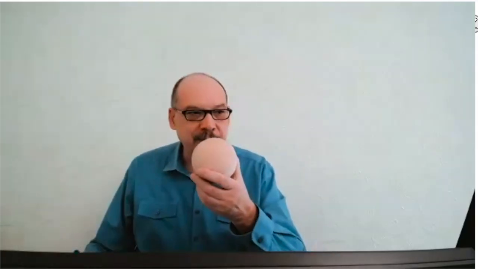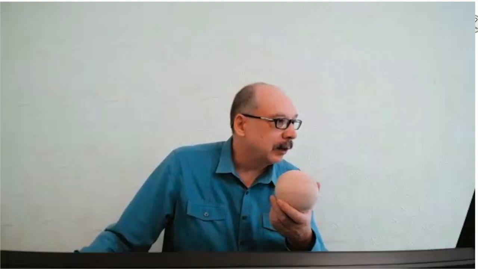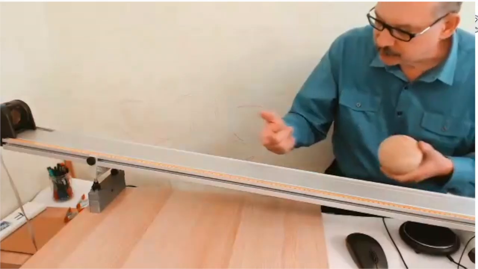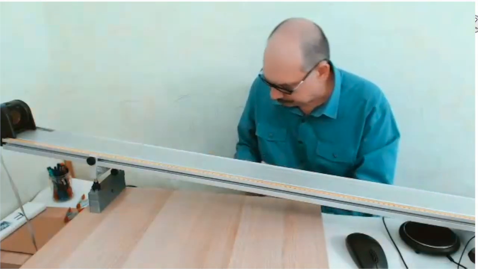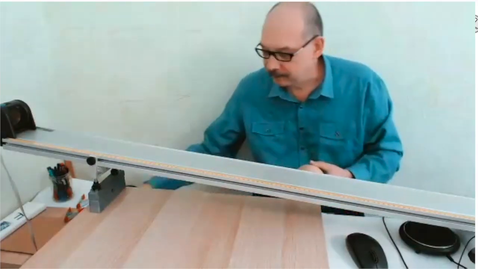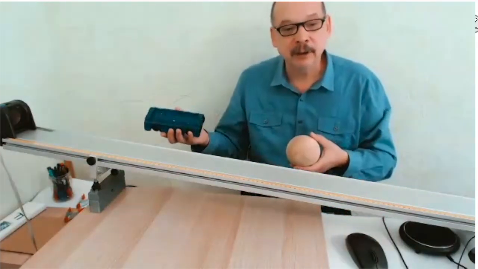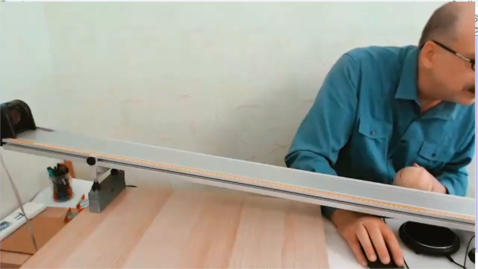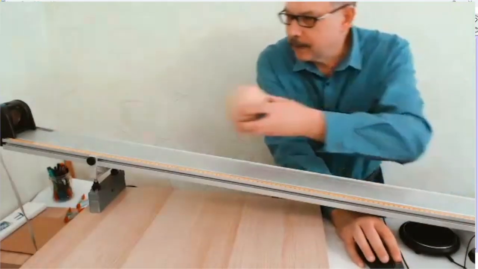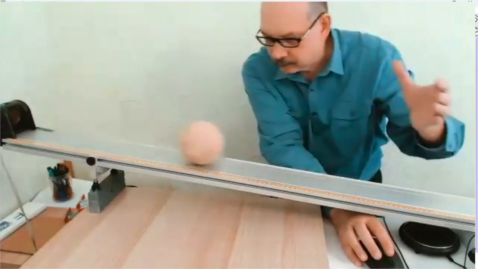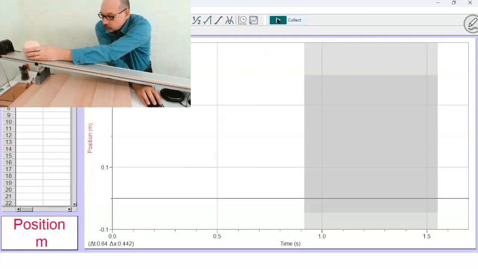Now, instead of a cart, I want to roll down this sphere, and you can make a prediction. What do you expect for the acceleration of this sphere? Is it going to be equal to the acceleration of the cart, or higher or lower? Now we are ready for measuring. Okay, 1, 2, 3, go.